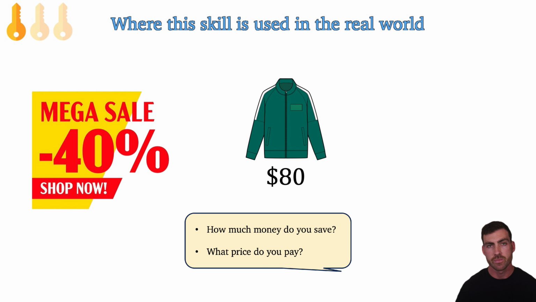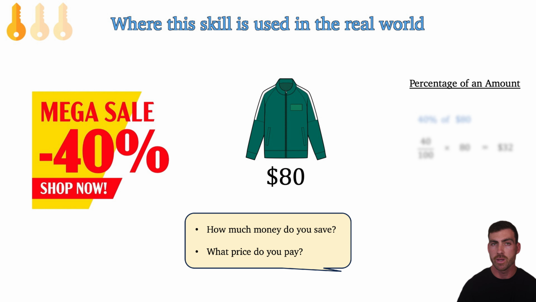Here's the catch. Stores don't tell you the discount in dollars. They tell you the discount as a percentage. So if you can't turn a percentage into a real amount of money, then you have no idea if it's actually a good deal. In this lesson, you're going to learn the exact skill that smart shoppers use every day. How to calculate a percentage of an amount. So when you see a discount like this, you won't guess, you'll know.